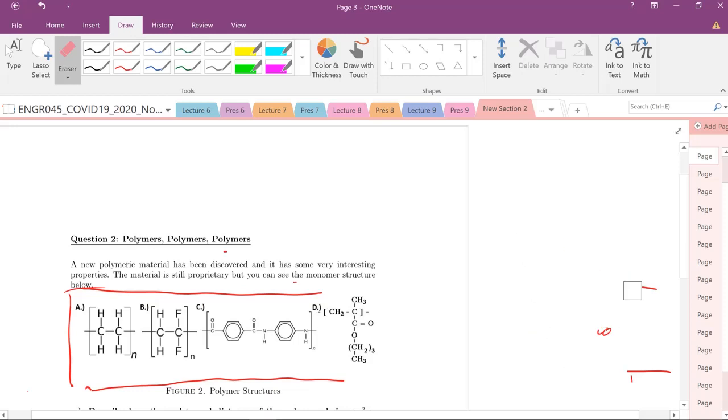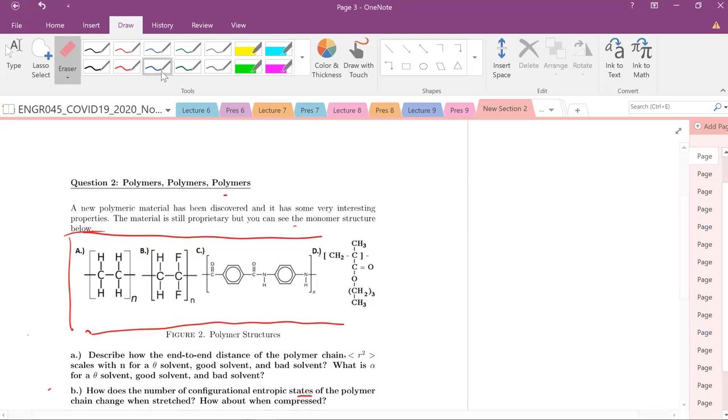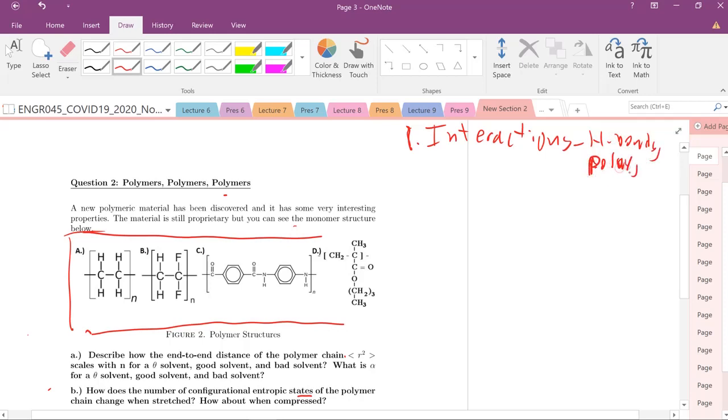So remember, the TG depends a lot on the chemical structure of a material. Specifically, we want to look for interactions, so interactions between the monomers or between the side chains. If we have strong interactions, for example, H bonds, polar, ionic, those are going to increase our TG.